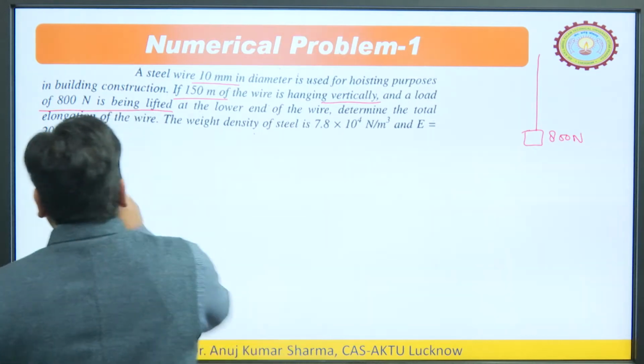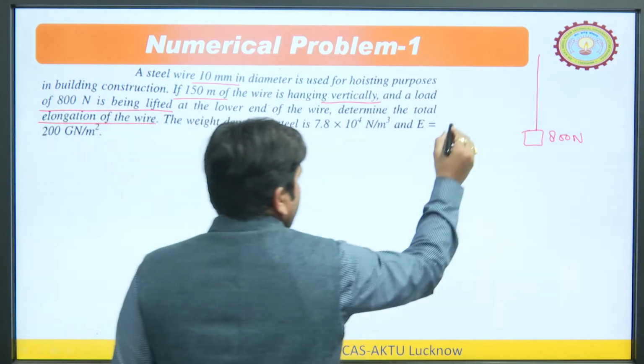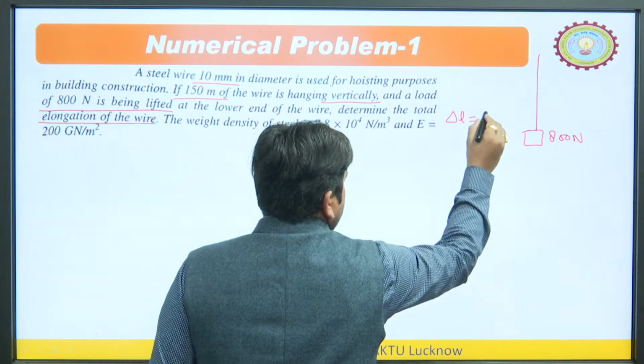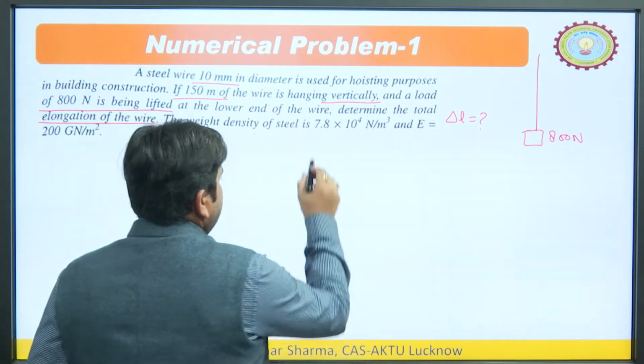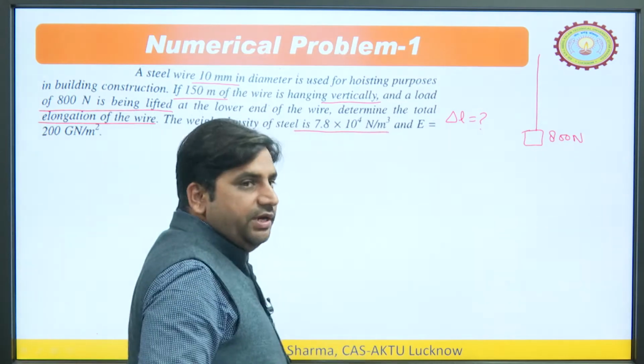Determine the total elongation of the wire. So, we need to calculate the delta L. This we have to find out. The weight density of the steel is given. So, it is made up of steel, and the weight density is given.